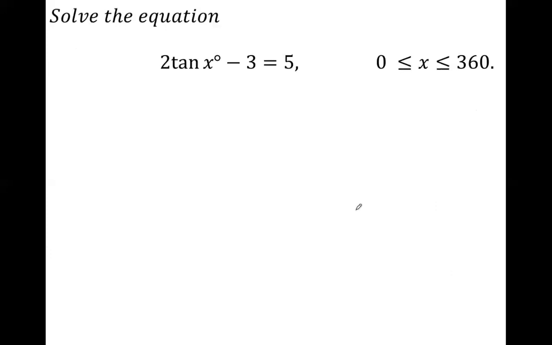So you've got other questions which are quite similar, but this time to get rid of the 3, I'm going to add 3 both sides. I get 2 tan x equal 8. Then I'm going to divide by 2. Then that means tan x equal 4.